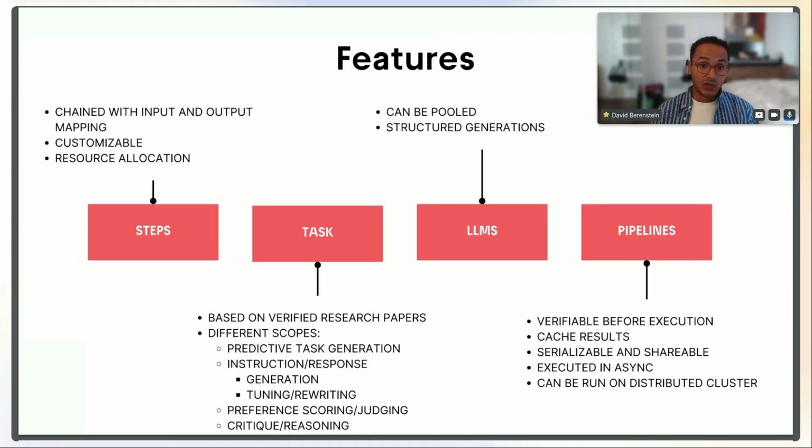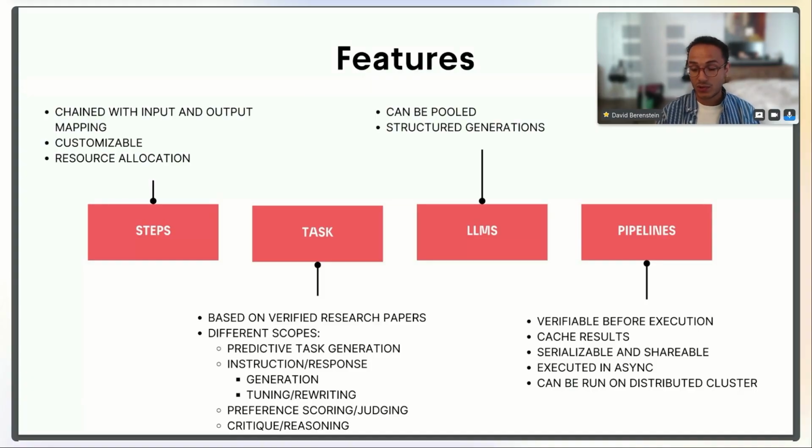For LLMs, you can do model pooling to create more diverse generations with different models. You can also do structured generation based on Outlines or Instructor, because we implemented that within Distilabel as well. And when you wrap all of these things within a pipeline, you can verify the pipeline. There's caching of intermediary results, so if your pipeline fails, you can continue where you left off.